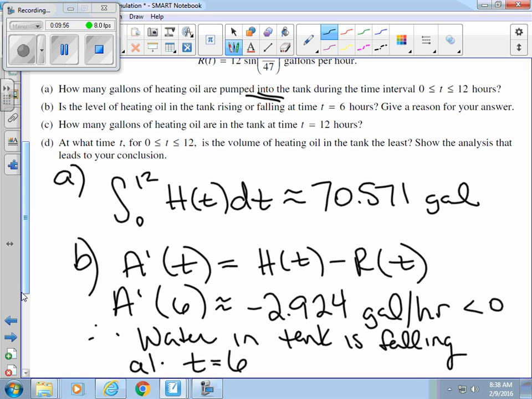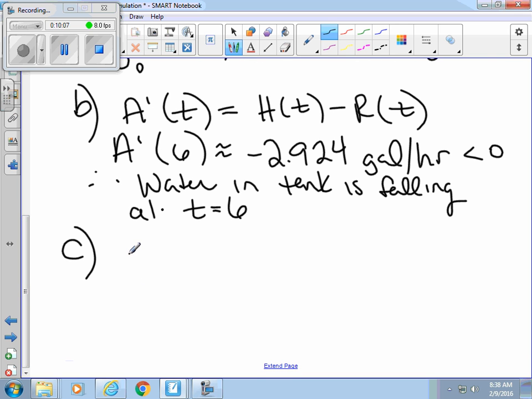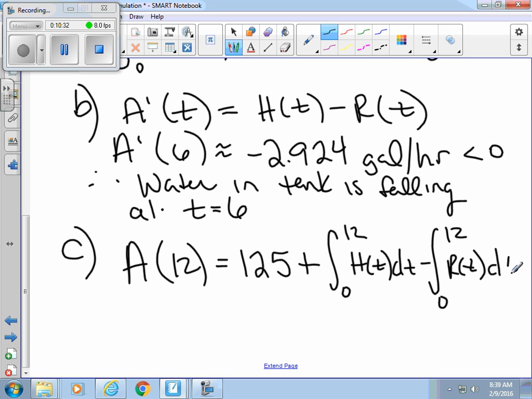Okay, how many gallons of heating oil are in the tank at t equals 12? I told you this question was coming. We knew it was coming. How do I find the amount? I start with the integral from 0 to 12 of h of t minus the integral from 0 to 12 of r of t. You could put those in the same integral. It doesn't matter. Just a mental note.